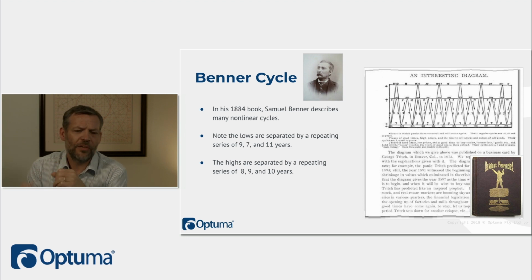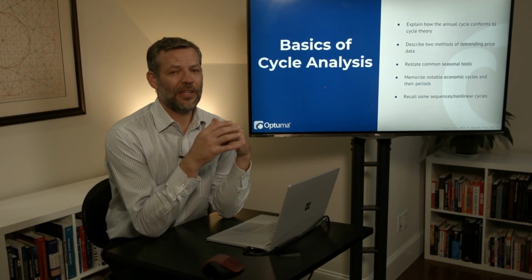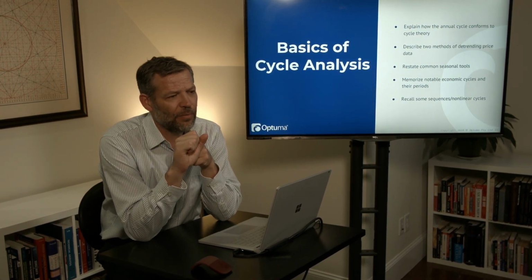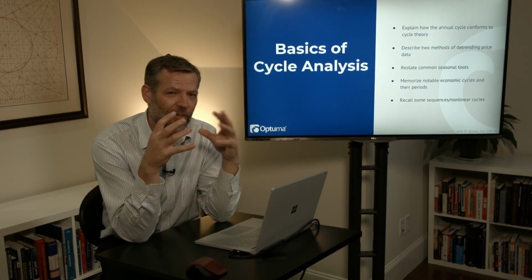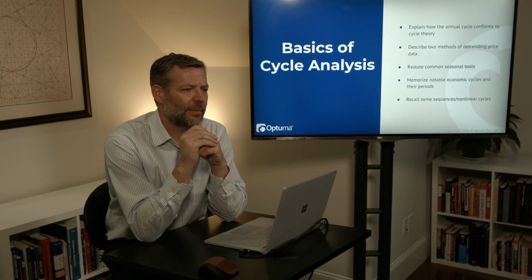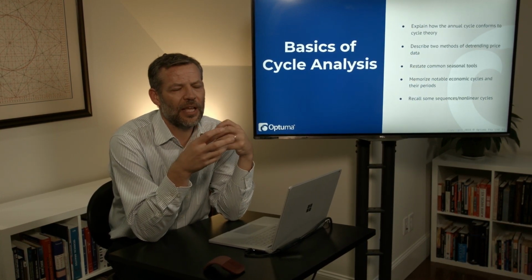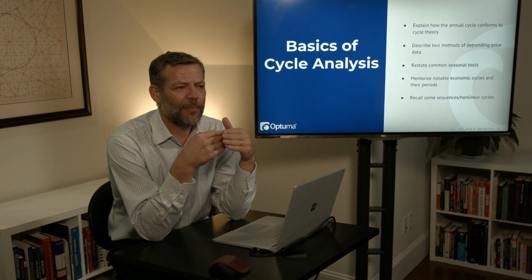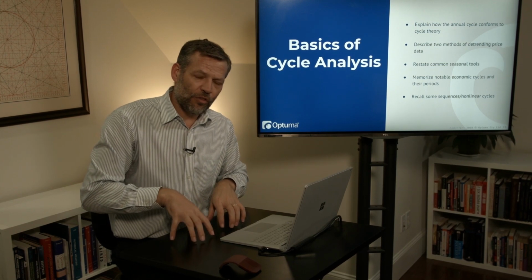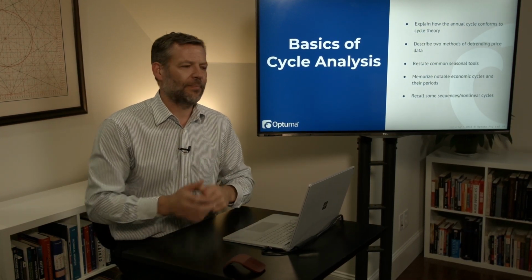It may be worth knowing these numbers, 9, 7, 11 and 8, 9, 10. I think that's probably just worth committing to memory for the exam as well. All right, so that finishes up the cycle area for CMT1. So, explaining how the annual cycle conforms to cycle theory. That's the seasonality, and then being a dominant cycle and how that works, and then looking at the way that seasonality can be used and how we build a nominal cycle out of the seasonality data.